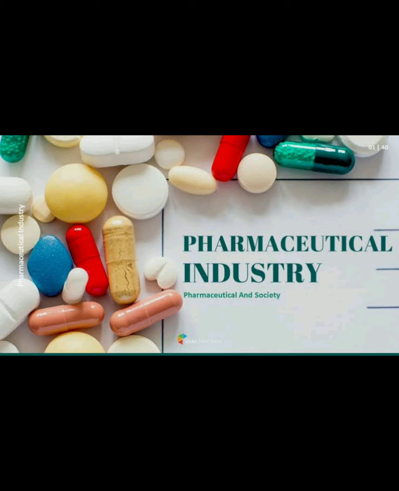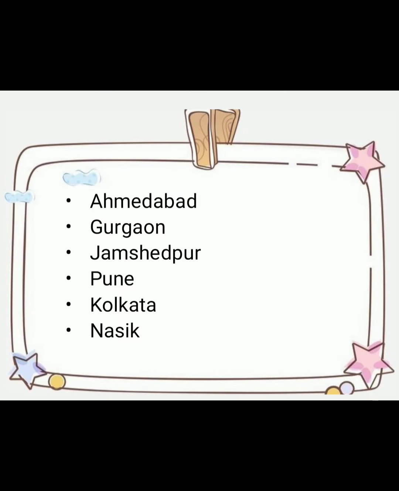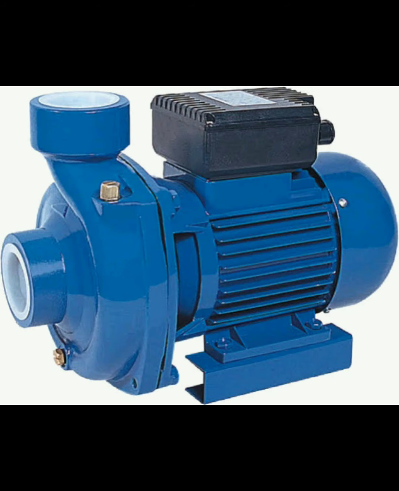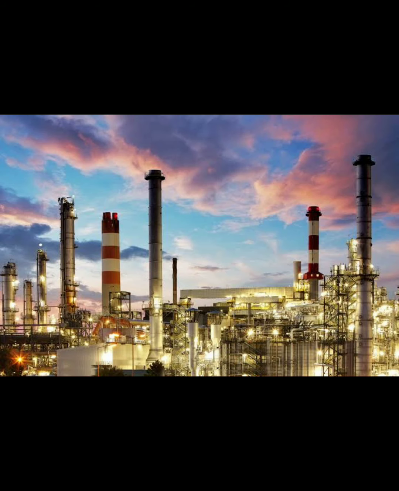Vishakhapatnam, Mumbai, Panaji, and Kochi have famous shipbuilding yards. Automobile plants are located in Ahmedabad, Gurgaon, Jamshedpur, Pune, Kolkata, and Nasik. Electronic and engineering goods industries producing domestic appliances and machinery like tractors, pumps, telephones are based in Mumbai, Chennai, Bengaluru, and Hyderabad. The next is reform measures for industries.